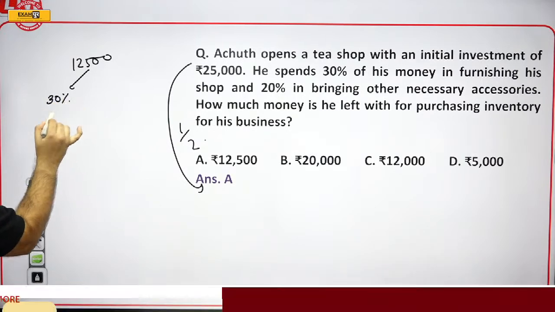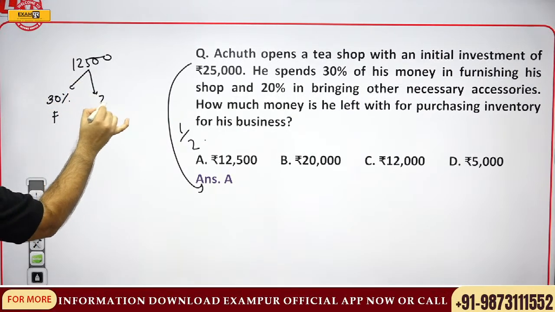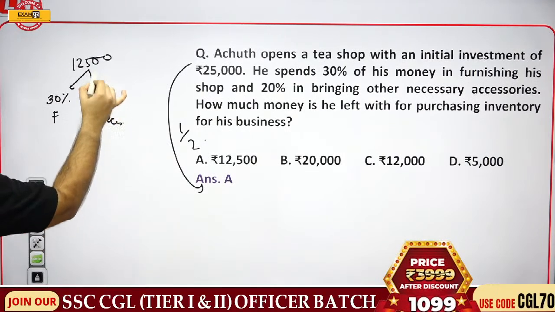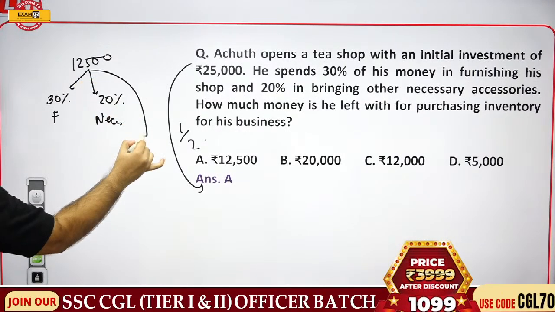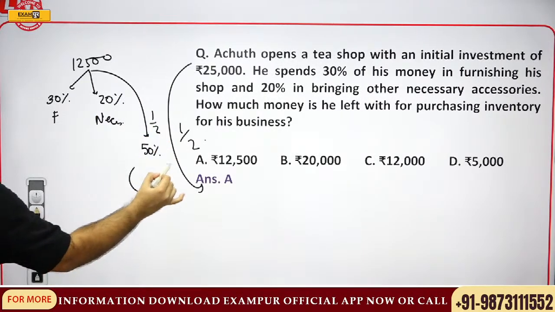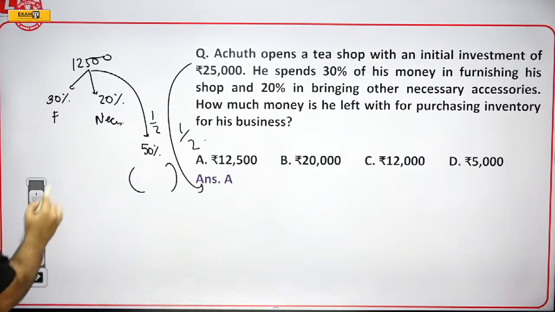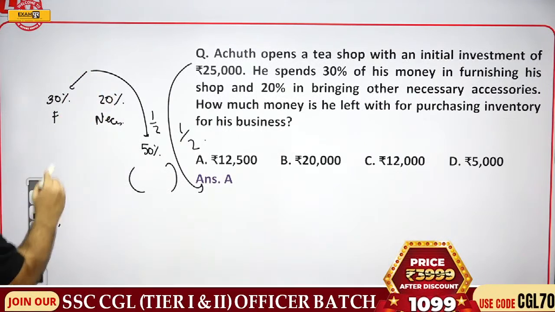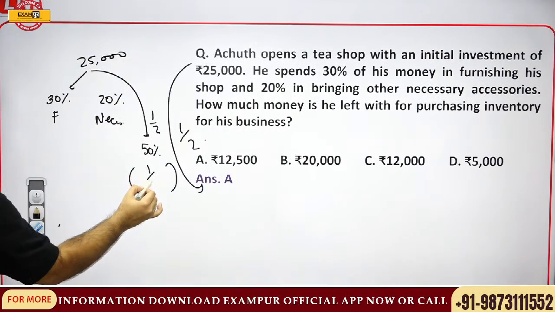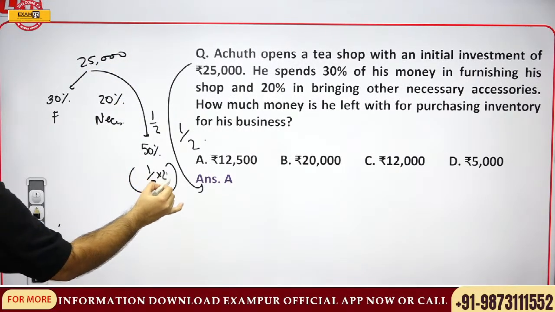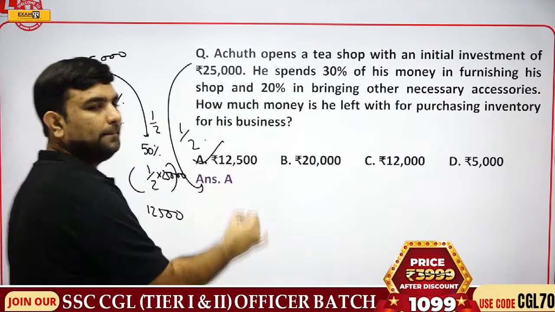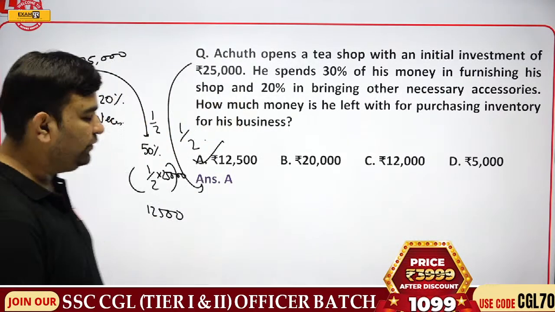30% furniture, 20% necessary items. So the remaining 50% is for purchasing inventory. 50% is half, so half of 25,000, 12,500 for inventory. Let's move on.